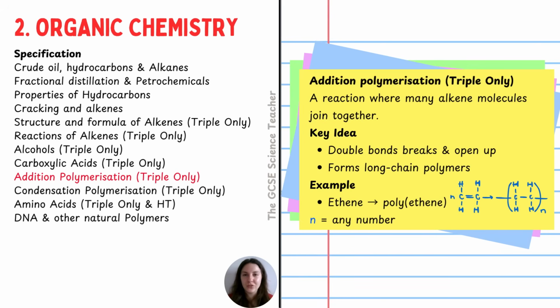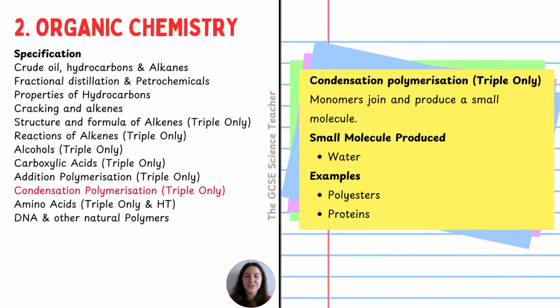Addition polymerization is a reaction where many alkene molecules join together to form a really, really long chain structure, or a polymer essentially. So the double bond in the alkene will break open and it will form this long chain polymer. So, for example, ethene becomes polyethene. And the n that you see, that little n, it just signifies how many units there are. And because it's a polymer, the ethene itself is the monomer. It's just making up a big, big chain of these.